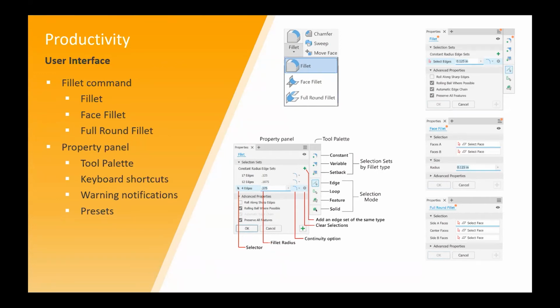Again, the selection tools have been put into a little tool palette, which again is dockable independent of the fillet palette. I will show you this in a moment in our live demo. So the fillet command itself has been split into basically 3 types of fillets. We've got standard edge fillets, face fillets, and full round fillets. Each type of fillet is now easy to identify with its own icon in the model browser.